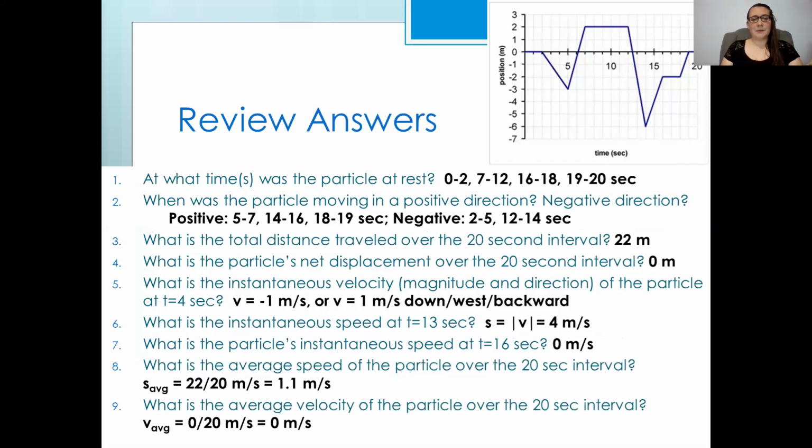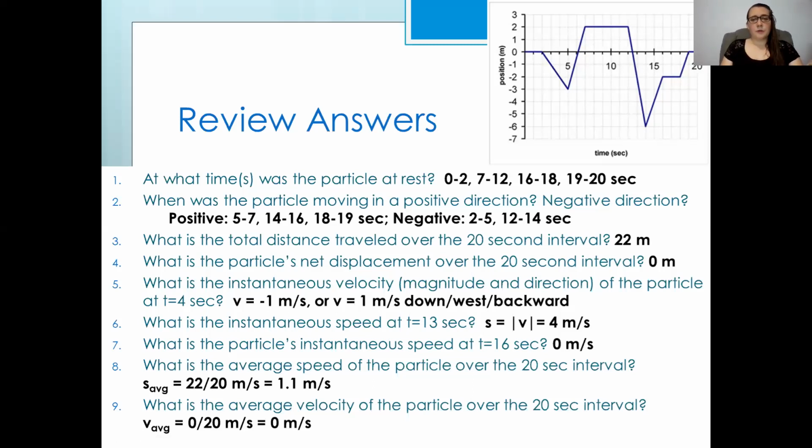So at what times was the particle at rest? Remember, that's going to be wherever in the graph the position is not changing. It's a constant position over a certain amount of time. That means it's at rest. So that happens from 0 to 2 seconds, and then from 7 to 12 seconds, and then from 16 to 18 seconds, and then from 19 to 20 seconds. So those are all the positions that are not changing. That's when the particle's at rest.